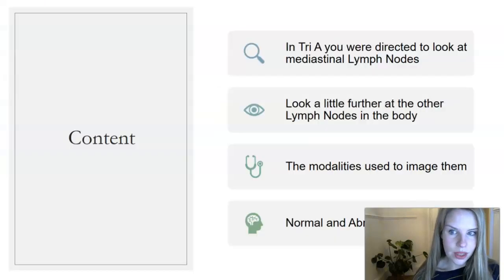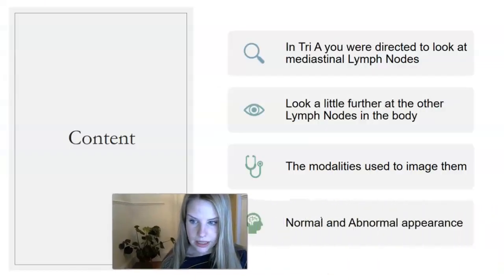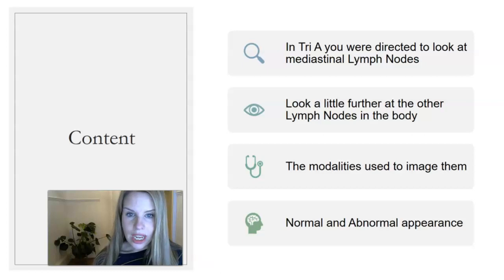So, to start with, the content we're going to be looking at today. In Try A, you did have a task as part of your tutorial to go away and look at mediastinal lymph nodes, and you were to have a little bit of a look at how they looked on CT and consideration of maybe what imaging modalities we would use if we had to image lymph nodes. So that's what we're going to look at further today.